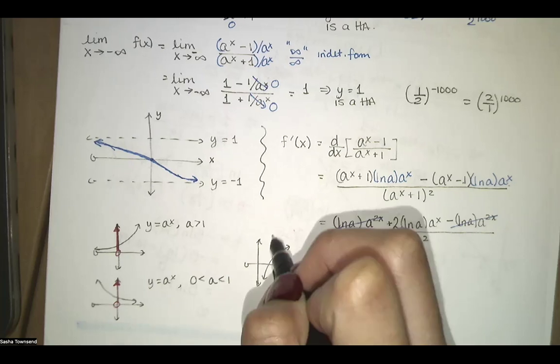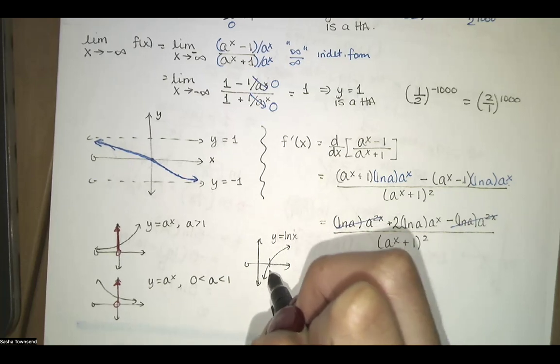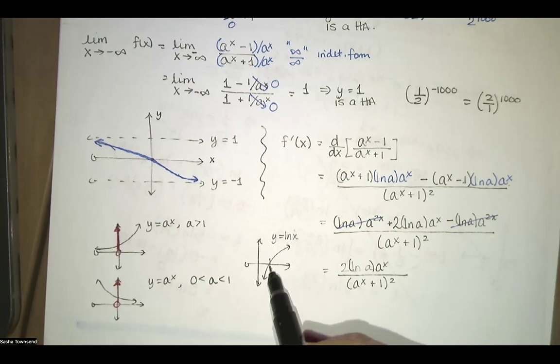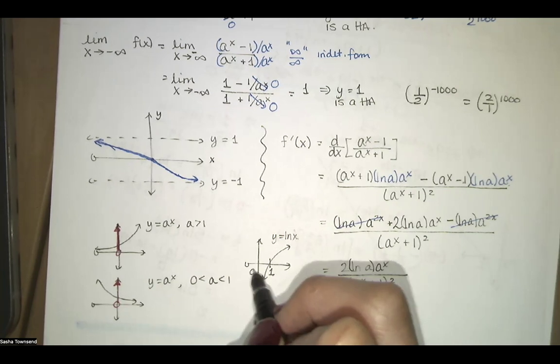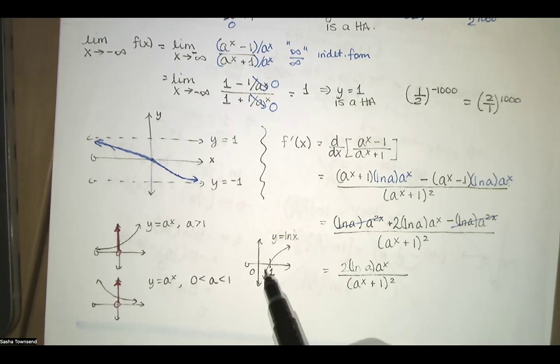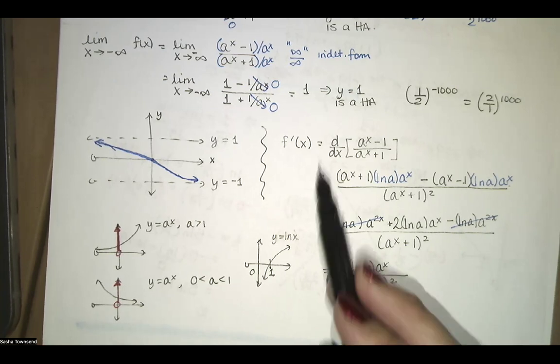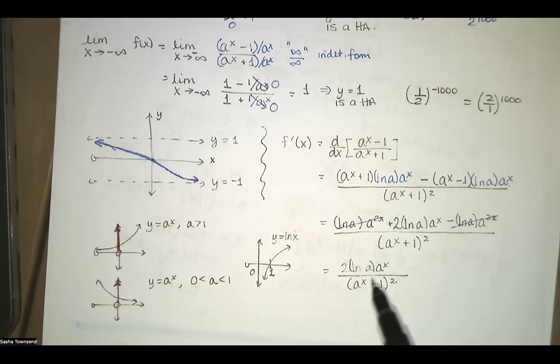We know natural log of x looks like this. When x equals 1, natural log of 1 is 0, so that's the y value there. Natural log of x is going to be negative anytime that x value is between 0 and 1. So if I substitute an a instead of an x, we're going to get a negative value for natural log of a when a is between 0 and 1, and a positive value for natural log of a when a is greater than 1. So this is a positive divided by a positive squared, which is positive. But then we've got the 2 times natural log of a. So the sign of f prime is determined by the natural log of a.